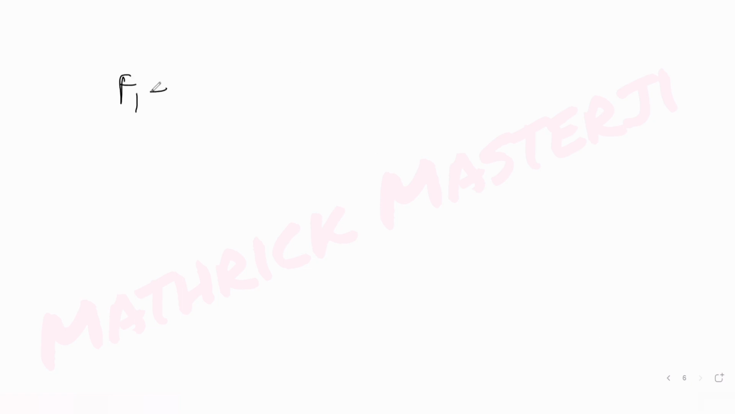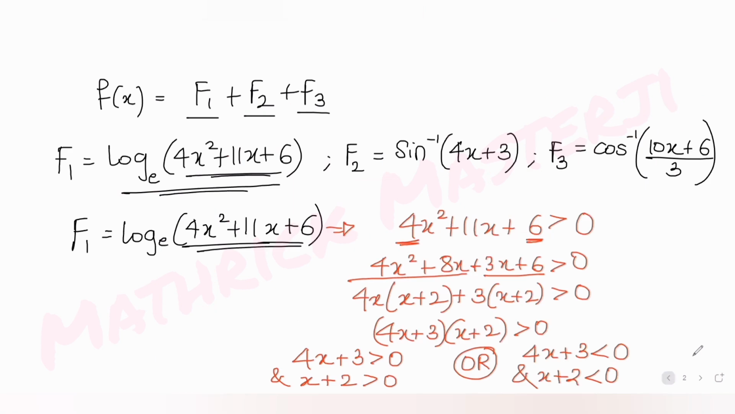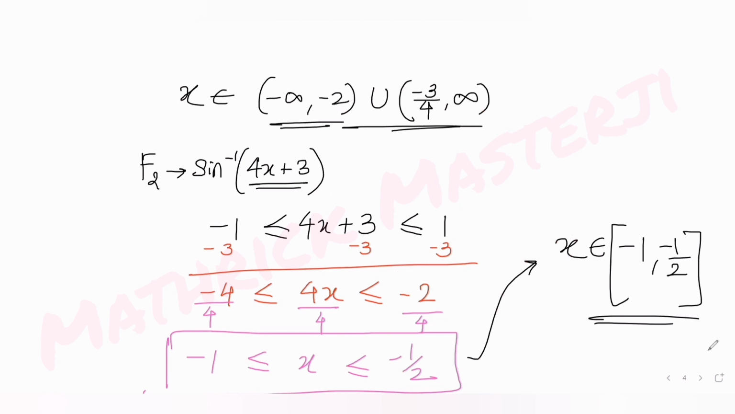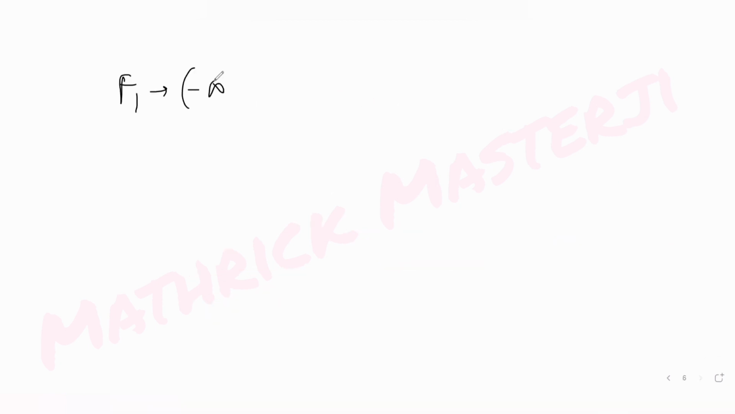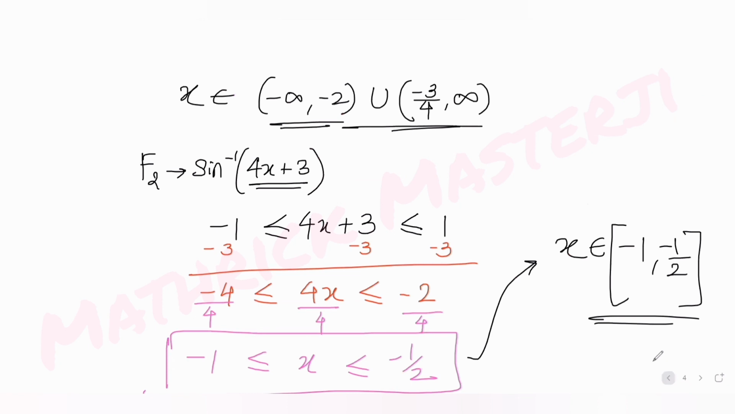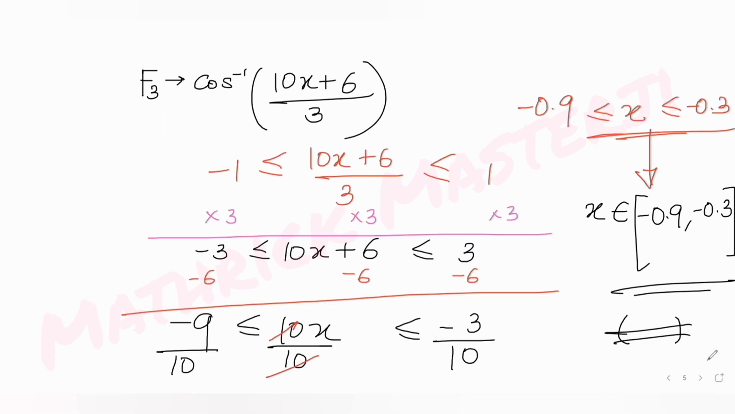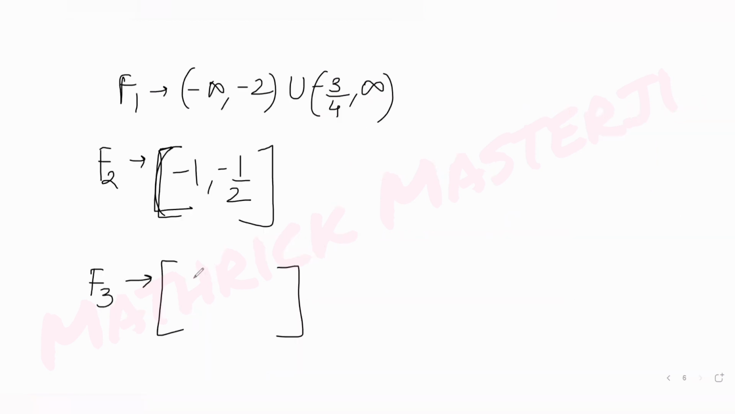For f1, we had our solution set going from minus infinity to minus 2, union minus 3 over 4 to infinity. For the second part of the function, we had our values in the range from minus 1 to minus half. And for f3, the third part of the function, we have closed brackets from minus 0.9 to minus 0.3. Those are your three values that you have. Minus half, if I write it, is basically minus 0.5.